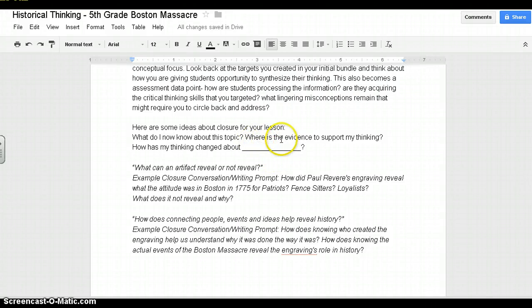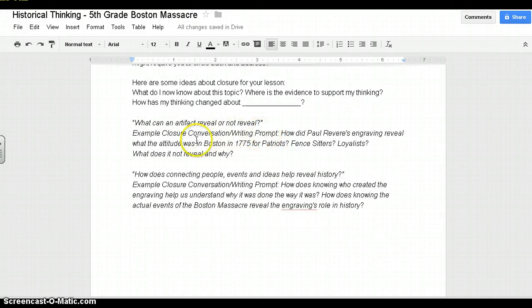Here are some ideas that you could use to close this lesson. What do I know about this topic? Students could answer that question. Where's the evidence to support my thinking? So they're going to use the primary source to do that. And how has my thinking changed about the Boston Massacre? Or you could fill in the blank with patriot beliefs or fence-sitter beliefs or propaganda. Any of those words would help them show or demonstrate what they know.